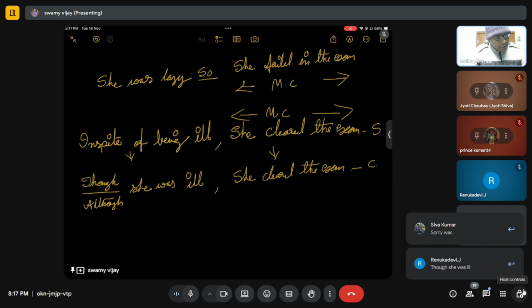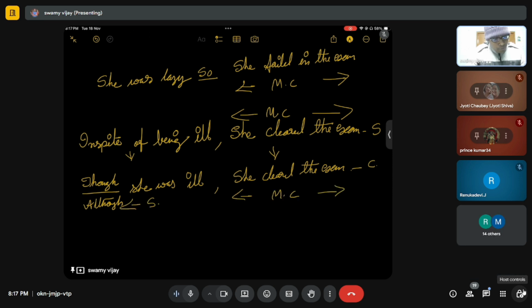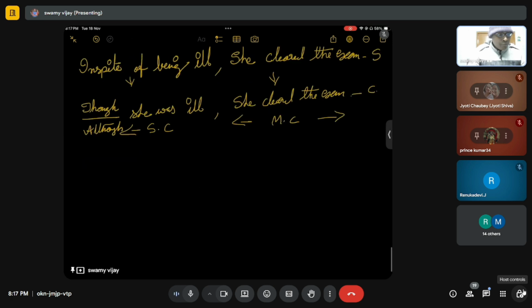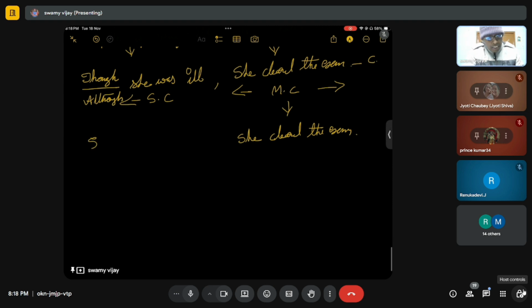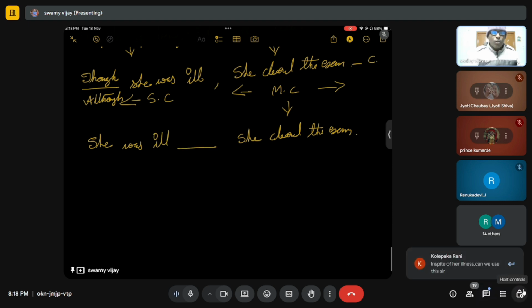Though she was ill. This is the subordinate clause and this is the main clause. Now let us transform this sentence into a compound sentence. We'll keep the main clause as it is without touching: she cleared the exam, as we have written. Now transform this subordinate clause into a main clause: she was ill. Now give me the coordinating conjunction.